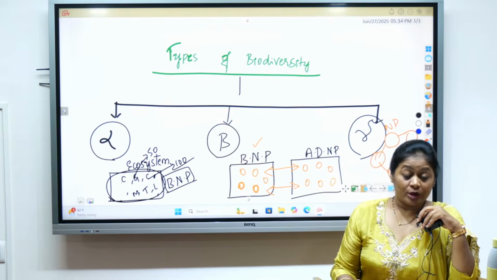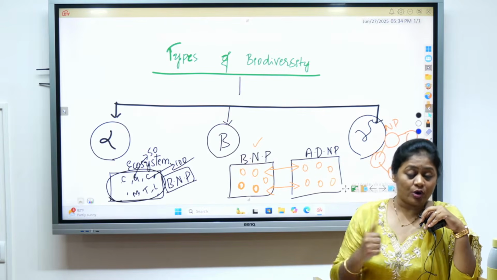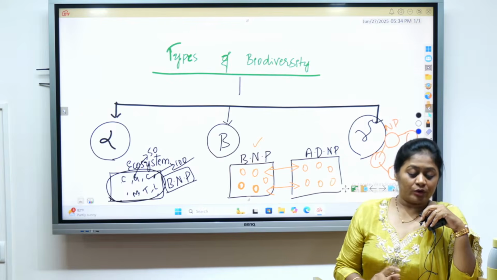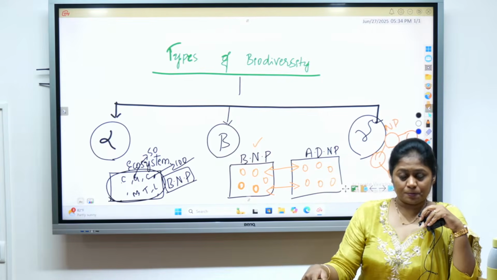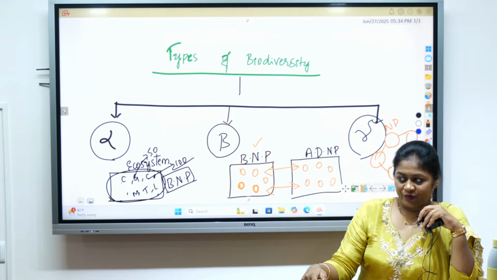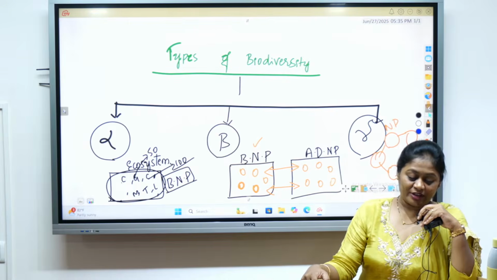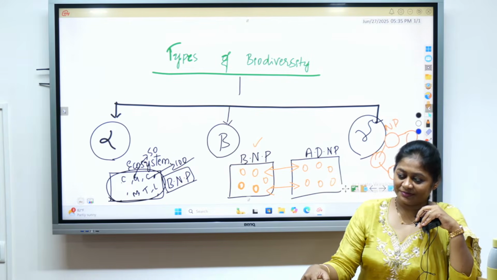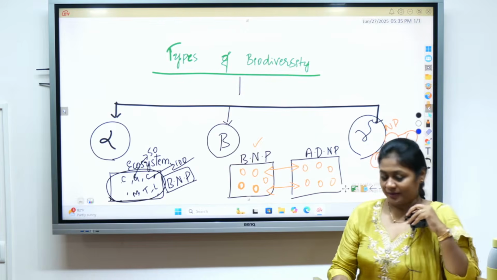Okay. What about gamma diversity? Which measures overall diversity of different ecosystems within a region. Different ecosystems within a region. Okay.